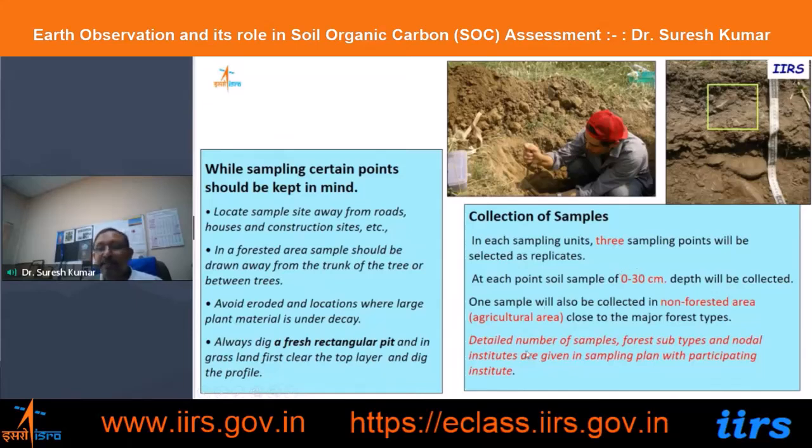And while taking the samples, you take into account that you don't take the crop residues. You take only the soil samples. Where to take the soil samples? That is, you locate your site away from the roads, house, construction sites, or away from the trunk of the tree roots. And so you take a fresh rectangular pit. Never take the old pit. You dig up or take out the fresh pit, because in old pits, your observations will not be correct.